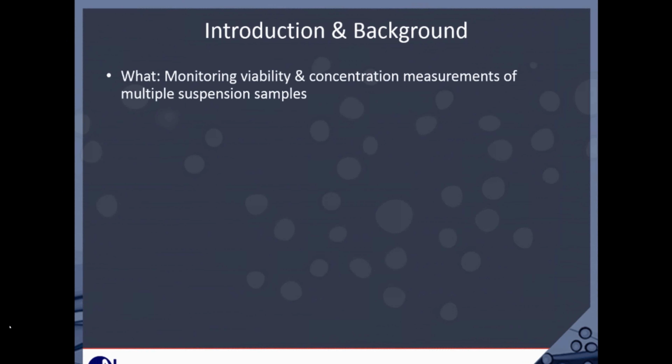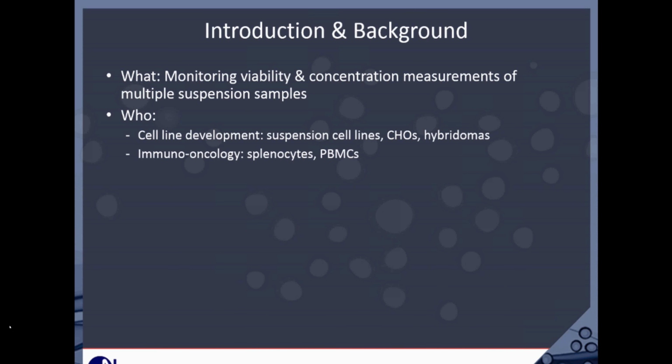All right, so the introduction and the background. Who's doing this kind of assay? Basically, we want to monitor the viability and the sample concentration of suspension cells, but it's not just one sample. You may want to measure viability in maybe 50 samples. If you're counting cells on a Cellometer or a hemocytometer, those are one-off samples. So what if you have 50 cell lines?